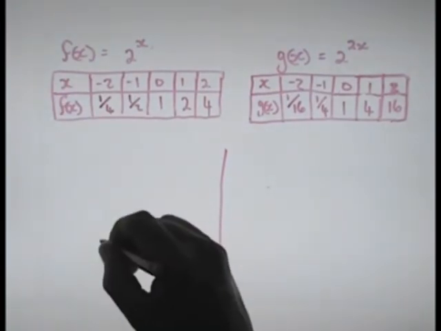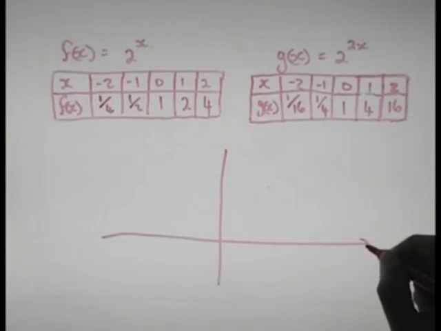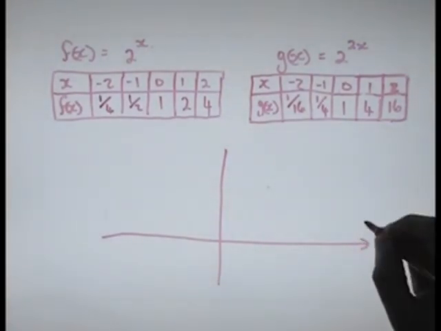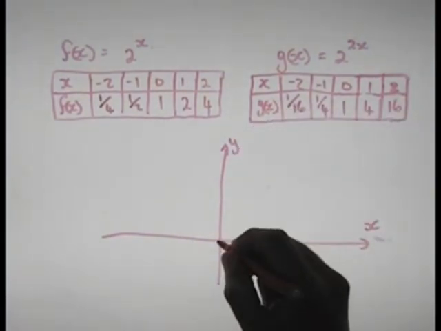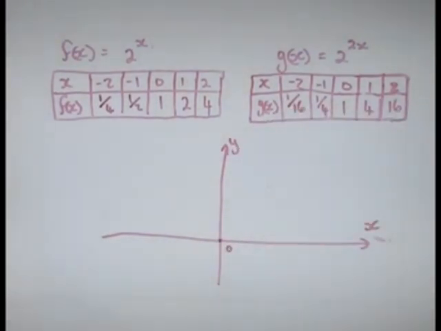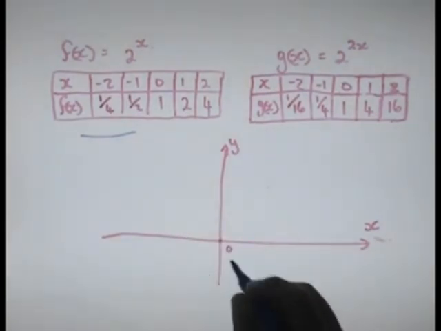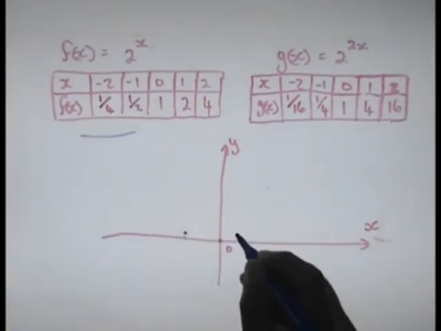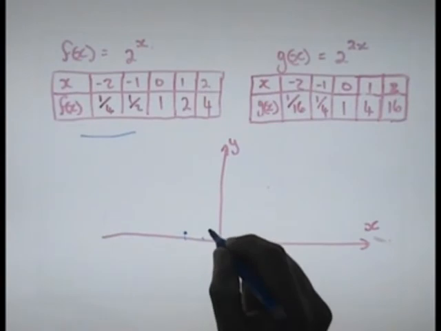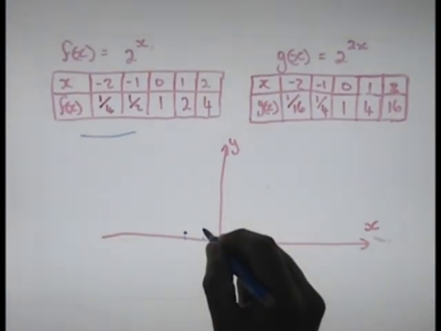Again, I'm going to draw these two graphs in different colors. This is my x-axis, this is my y-axis. I'm going to start by drawing f of x in blue. When x is equal to negative 2, that's somewhere over here, x is negative 2, y is equal to a quarter, so that's way down here. When x is equal to negative 1, y is going to equal positive 1 over 2, so that's up here.